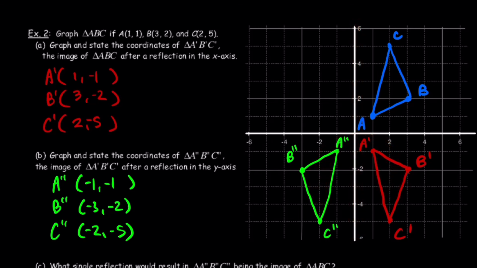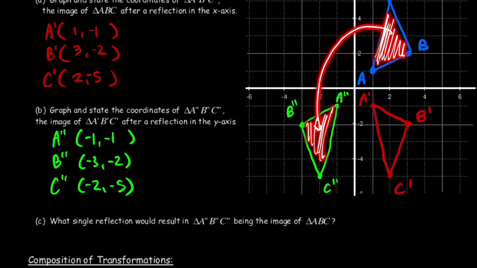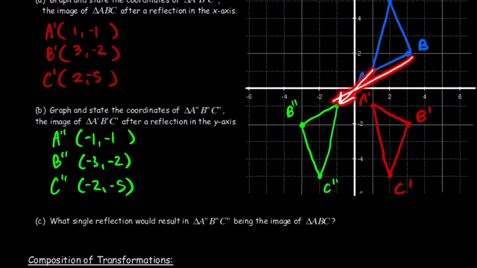Now, the next question is kind of interesting. It says, what single reflection? Well, we've got 5 choices: x-axis, y-axis, y equals x, y equals negative x, and the origin, would result in triangle A double prime, B double prime, C double prime being the image of triangle ABC. So here's what they're saying. Okay, if I start here, how do I end up here in one shot? Well, I think that's pretty obvious. We go through the origin.